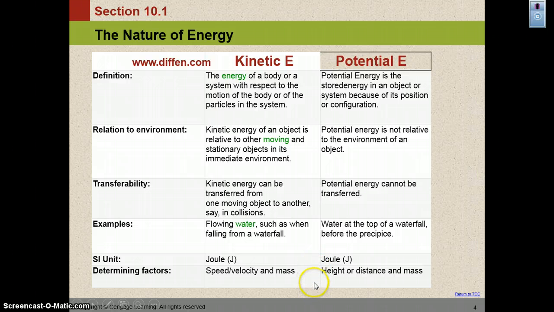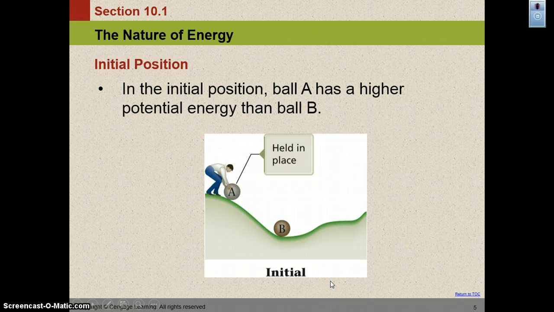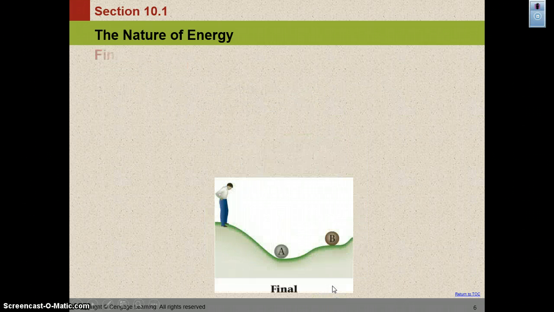The determining factors, as we said before, in kinetic energy are going to be the speed or the velocity and the mass. Potential energy is the way it's stored, so it depends on the height or the distance and the mass. So let's take a look at initial position. The initial position in this picture, ball A is higher than ball B. So ball A has higher potential energy than ball B because it's in a higher position.